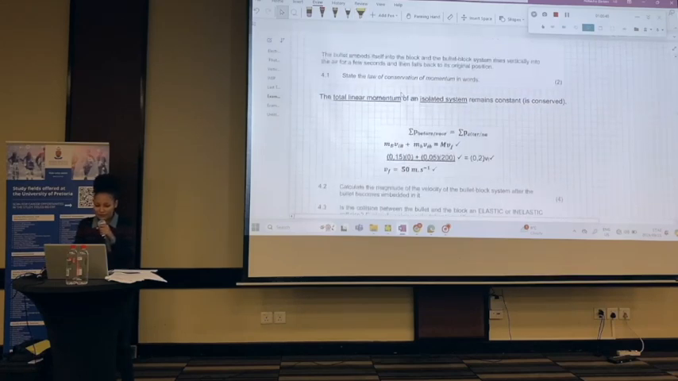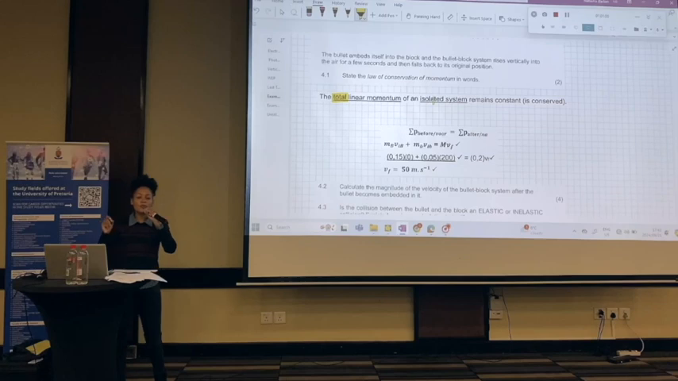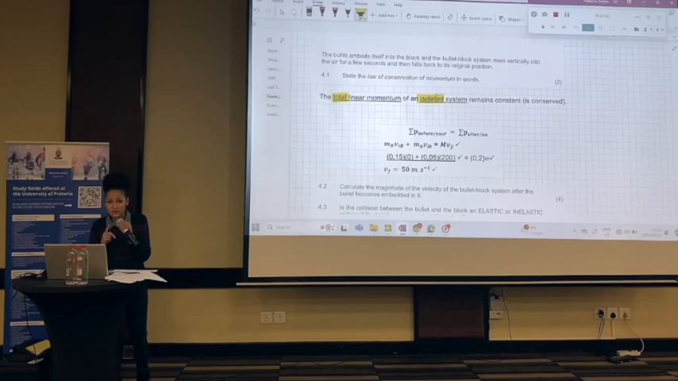So in this case, the first questions are pretty obvious, and you guys tend to be okay with the definition. State the law of conservation of momentum. Remember the word total. And grade 12s, you may not exchange the word isolated system with closed system. The words do not mean the same things. In physics, we use the term isolated system.